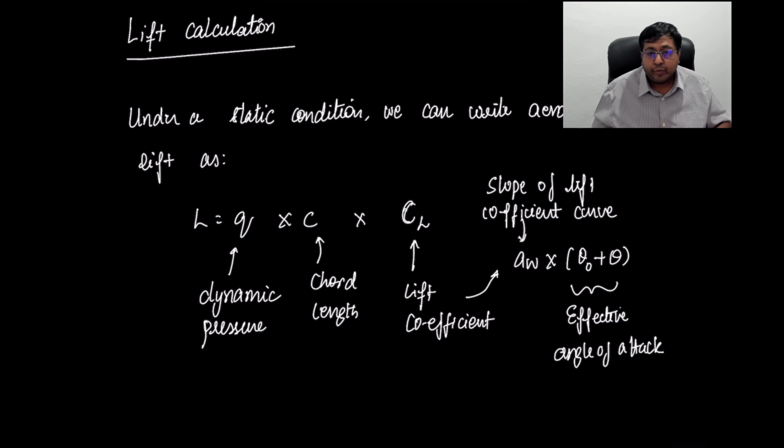So we know that theta naught is our initial angle of attack, and because of the pitching motion in the airfoil, there's some additional theta coming in, which is the change in the angle of attack, which gives us our effective angle of attack in a way.